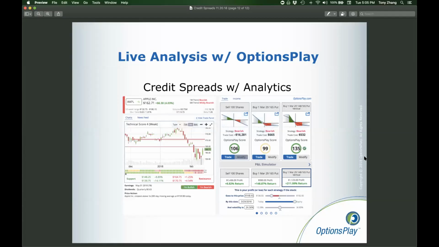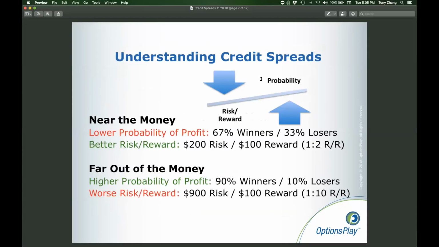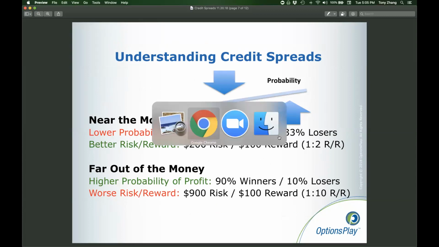So I talked about in this particular slide that all trading is a trade-off between risk to reward and probability. If you're only looking at one of the two, you're only looking at half the picture. We created the OptionsPlay score to give you an idea as far as how well balanced these two are. But at the end of the day, no matter how well balanced something is, that doesn't guarantee you profits. And no matter how poorly balanced something is, that doesn't guarantee that you're going to lose money. So it's just one piece of the decision-making process that you have to make.